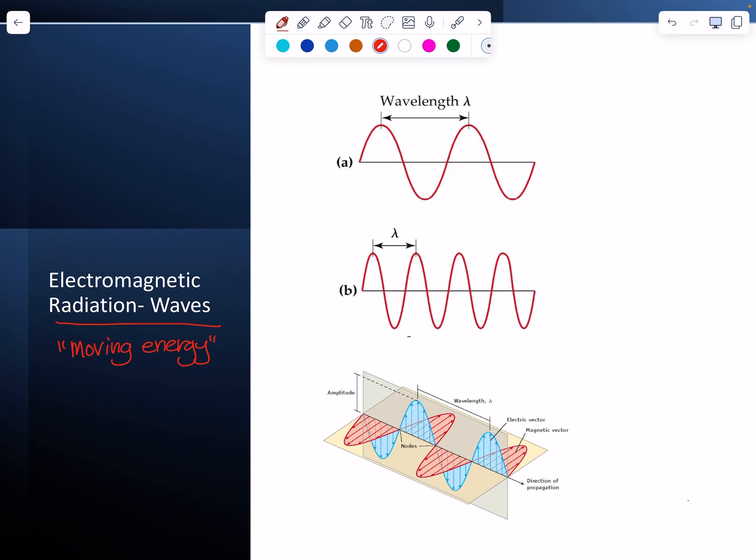So the electromagnetic radiation that comes to the Earth comes from the sun, right? And it has to travel through space and time to get here. It travels through what are called electromagnetic waves. And those waves have both a magnetic property and an electrical property.